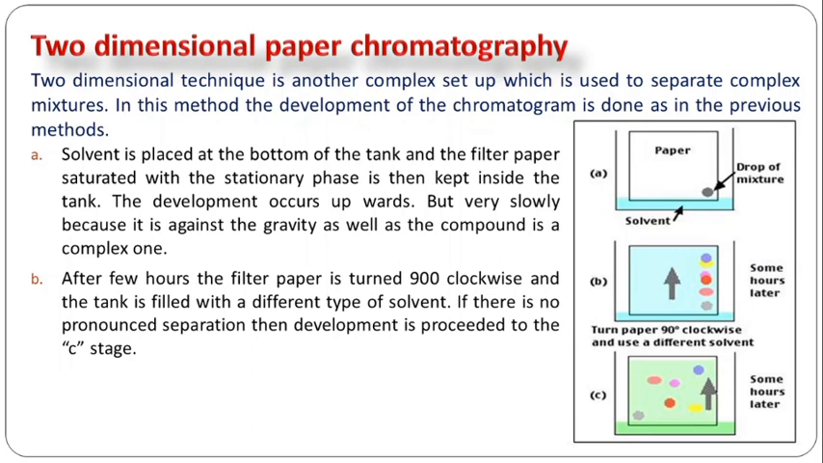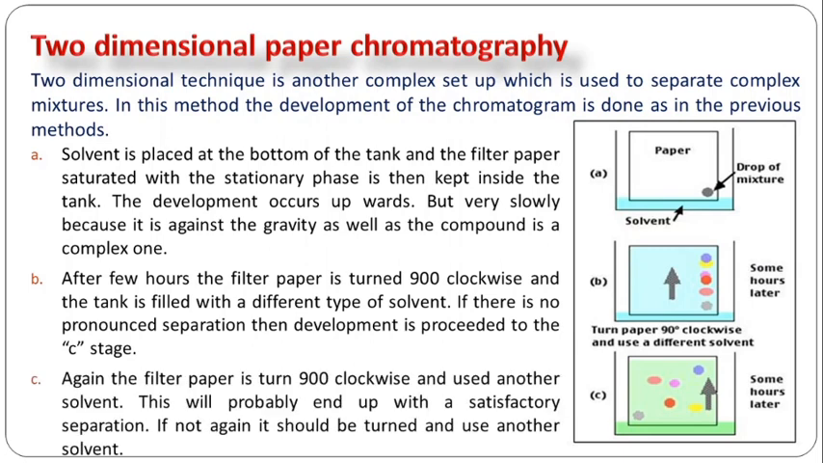We can use a two-dimensional paper and develop a two-dimensional chromatogram. In this way, we end up with a satisfactory separation. If not, it should be turned again and another solvent used. You can rotate it again by 90 degrees and run it again using a different solvent. So this is called two-dimensional paper chromatography.